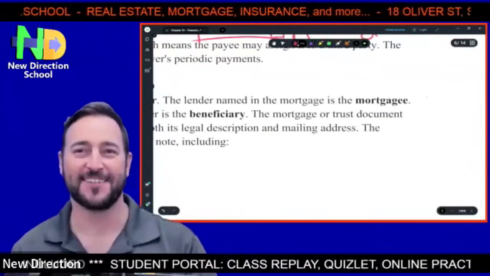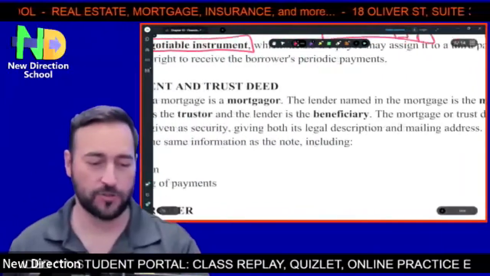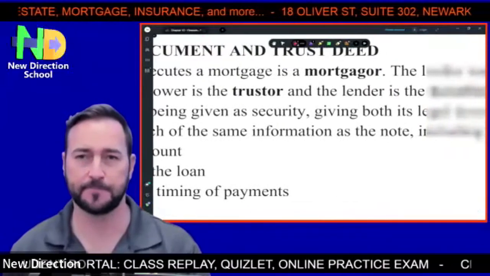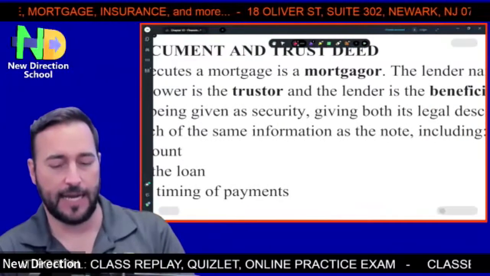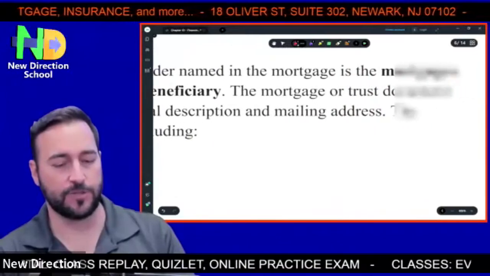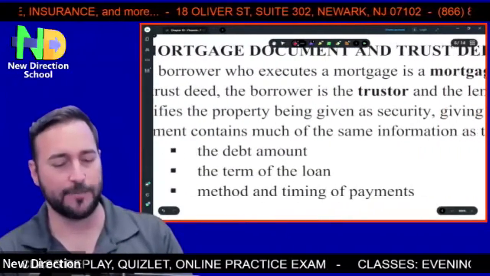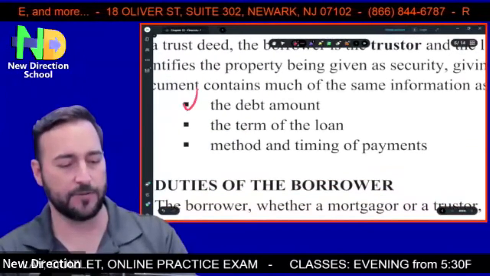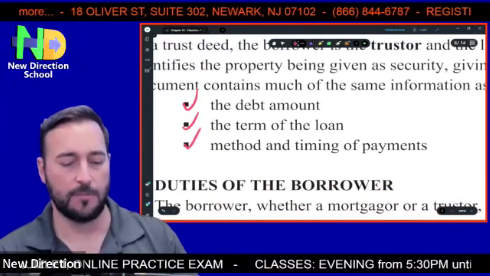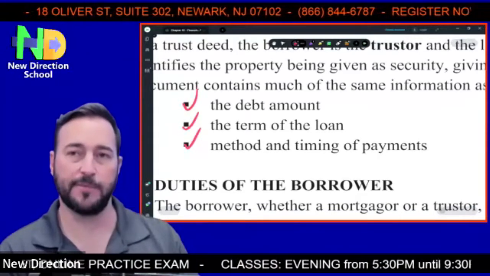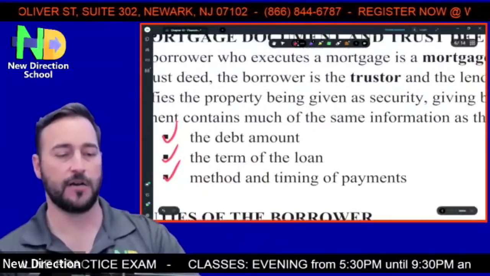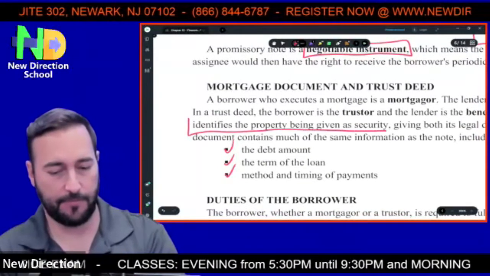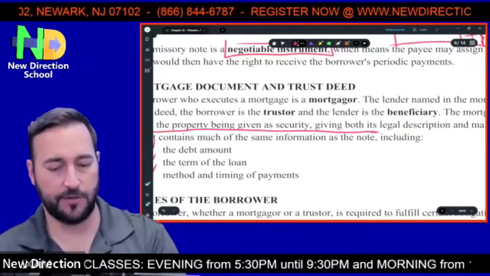Okay, so the mortgage or trust document identifies the property being given as a security and given both its legal description and mailing address. The document contains much of the same information as the note, including the debt amount, the term of the loan, and method of and timing of payment. So this goes on the mortgage. But what really is important on the mortgage is the identification of what's being given as a security.